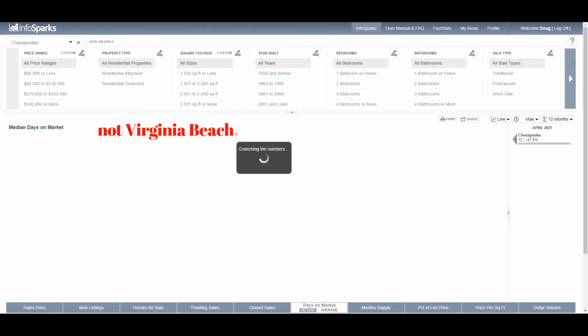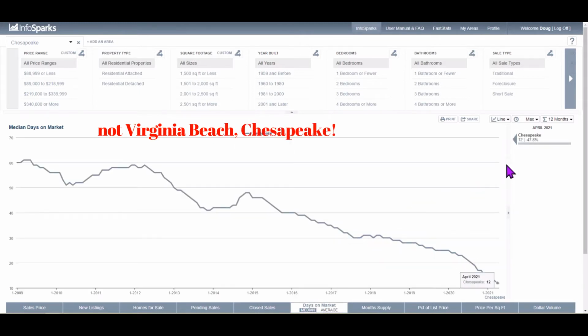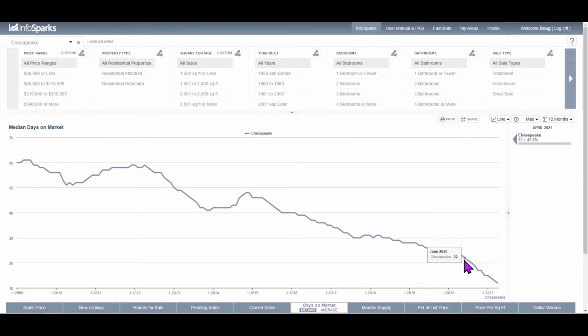Days on market. How long does it take to sell a home in the city of Virginia Beach? 12 days. 12 days is the average of when your home goes under contract, a ratified contract. That is almost 50%. It's 47.8% faster than it was a year ago. If we look right here, going back a year, 23 days. Now we're at 12, right?